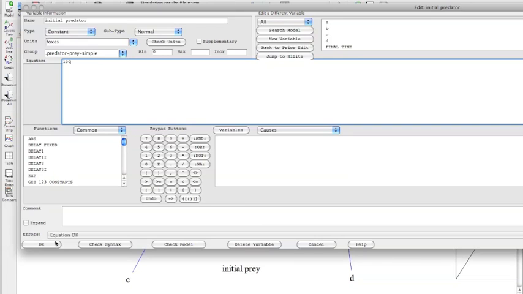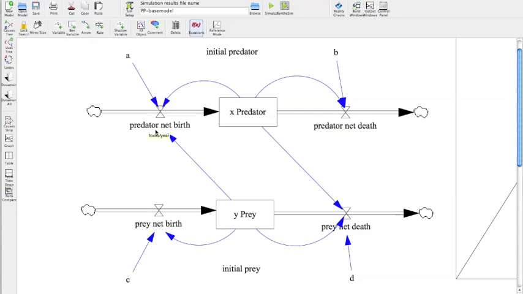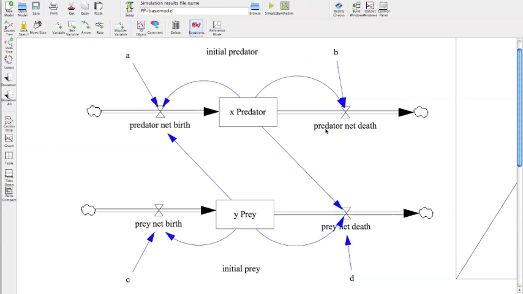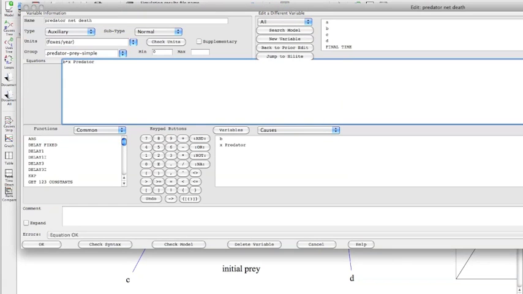Let's move on to the net birth. It's got units of foxes per year, and is found by multiplying the coefficient A times the population of predator times the population of prey. That's pretty straightforward. And if you go to the death of predator, it's simply the coefficient B multiplied by the predator availability, the population of predators. It's got units of foxes per year as well.